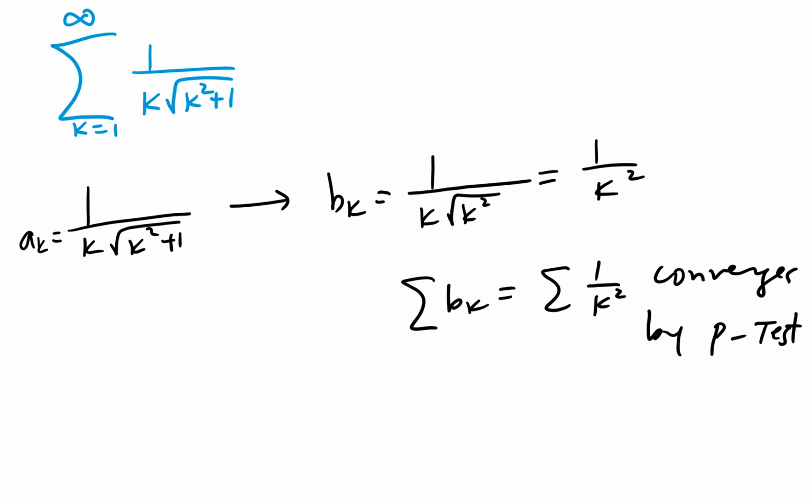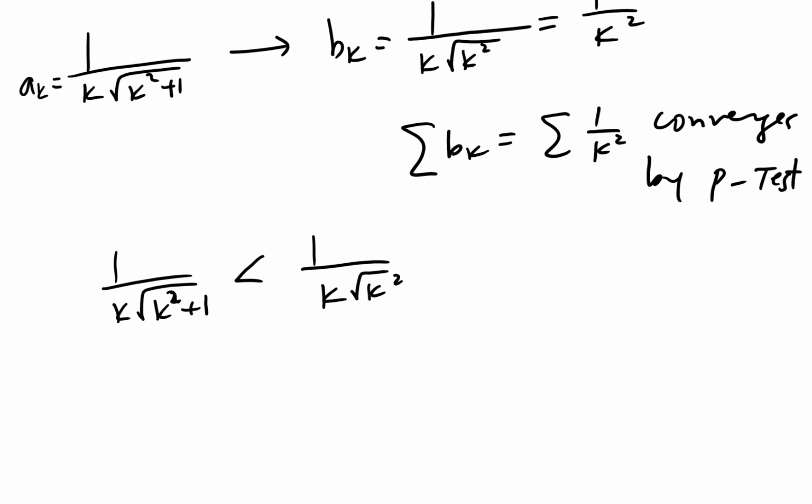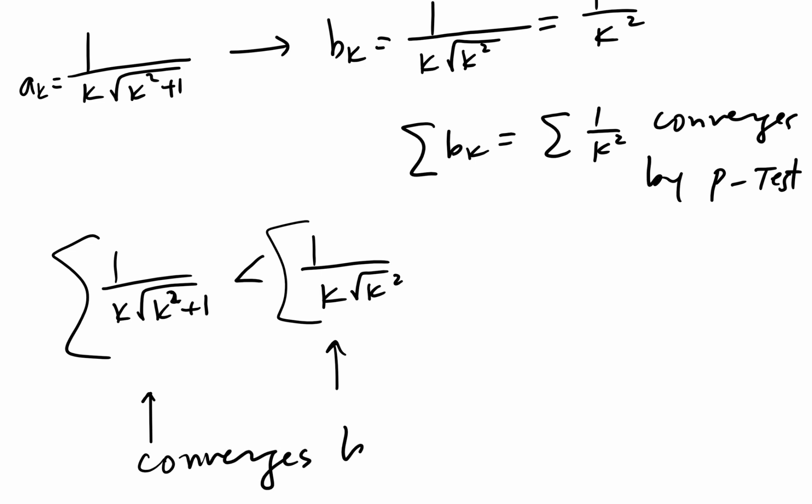If I want to compare these two together, we know that 1 over k times the square root of k squared plus 1, the larger the denominator, the smaller the fraction. So a_k is less than b_k, right? If you do the sigma, a_k here is the left side, the right side converges, so the left side must converge by the comparison test.